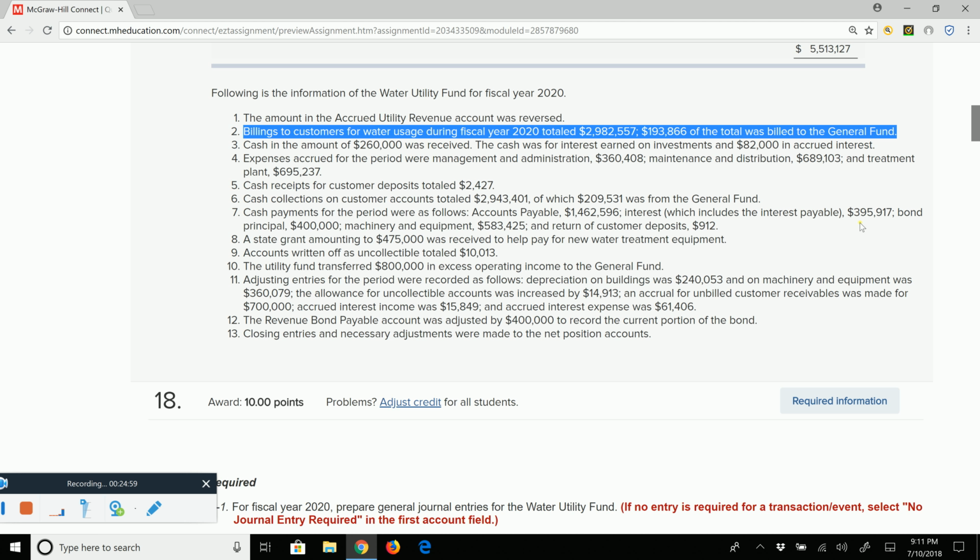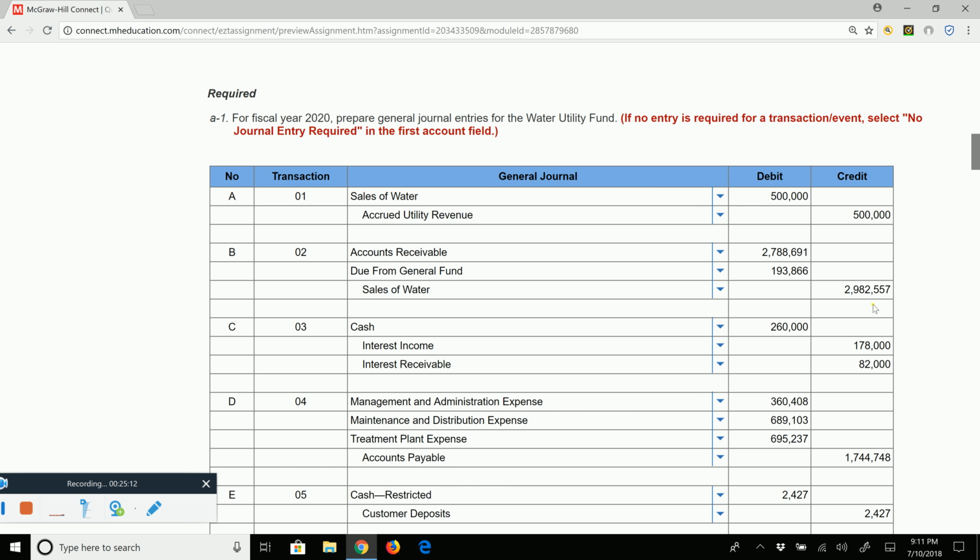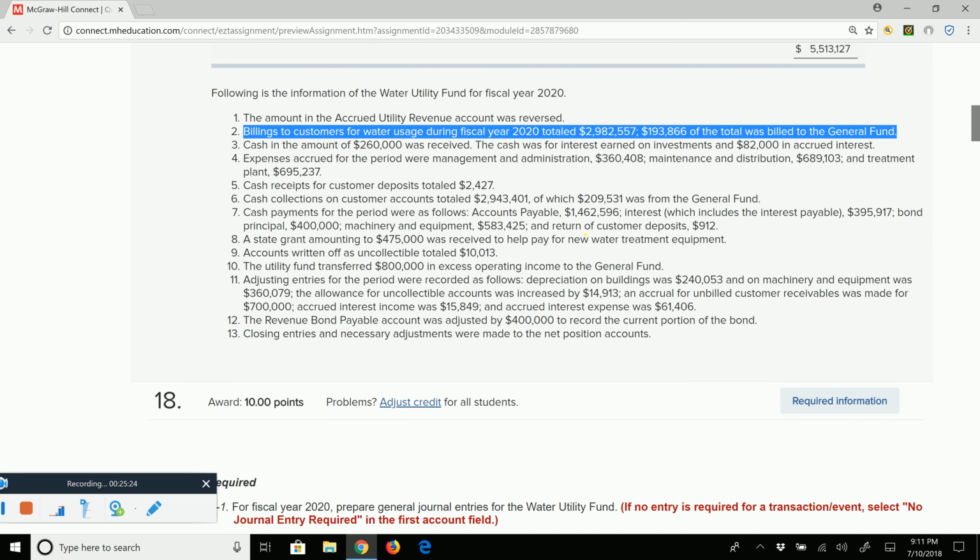Of that amount, the majority of it is to you and I, the residents of the community, but $193,866 was billed to the general fund. The other departments used water. So the full $2,982,000 is a water sale, but we're going to break it up between due from general fund, they're both receivables, and the other one is accounts receivable. That's the receivable to you and I that live in the community.